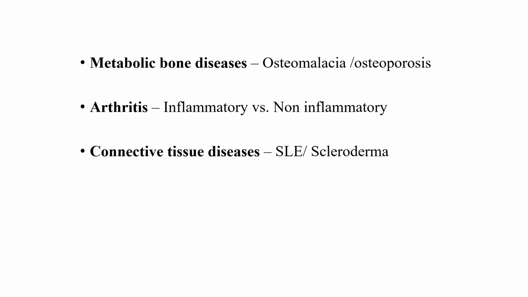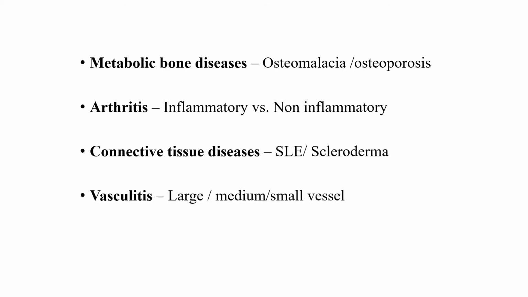We have systemic lupus erythematosus, which predominantly involves skin, joint, and internal organs. And we have positive anti-nuclear antibody, specifically anti-double-stranded DNA and anti-Smith antibody. Scleroderma is a condition which predominantly affects the skin with or without internal organs. And we have anti-topoisomerase antibody and we have anti-centromere antibody.